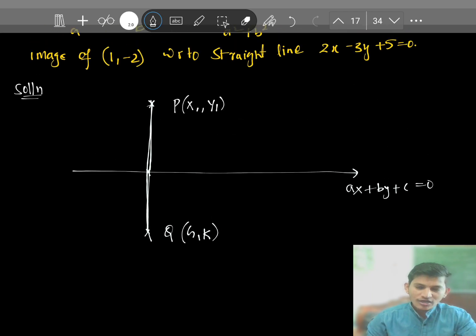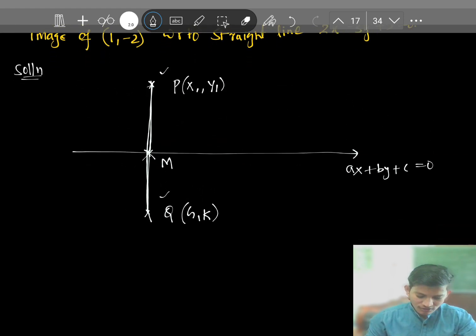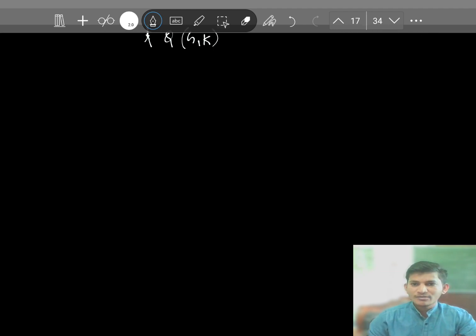Here we are going to deal with two conditions. Condition number one is the line joining PQ is perpendicular to ax plus by plus c equals to 0, and the second is that ax plus by plus c equals to 0 passes through the midpoint of PQ. Let me explain how it is.